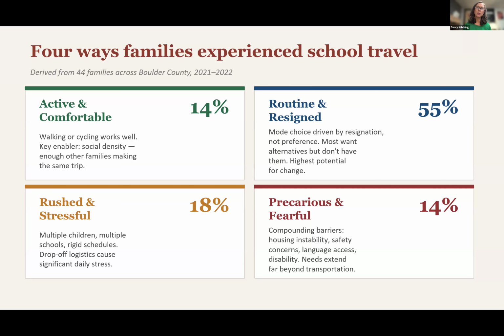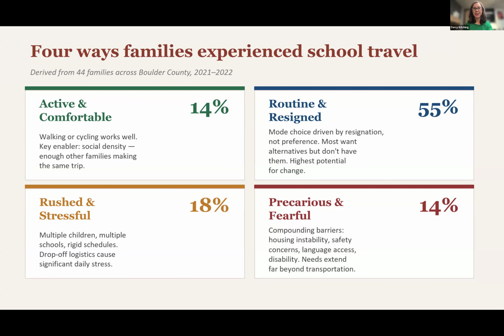And then in between those groups was one I called rushed and stressful, where they had multiple kids, multiple schools, rigid schedules. And so the drop-off logistics and getting to school was just really, really stressful for them. And they used the word stress, that distinguished them from the other families. And this research invited people into the conversation if they were interested in talking about why or why not active travel works for them.